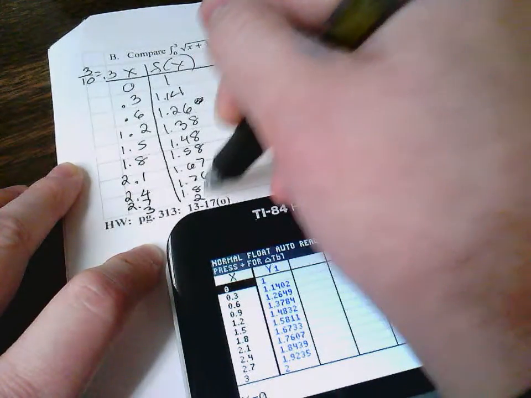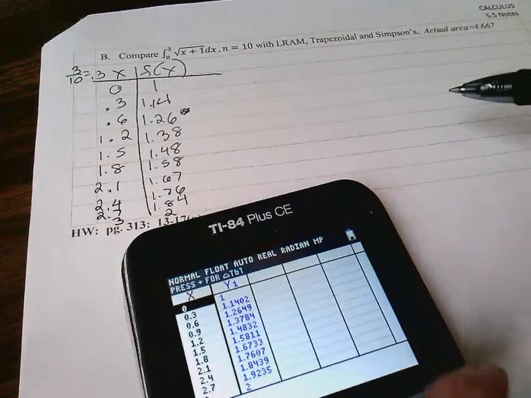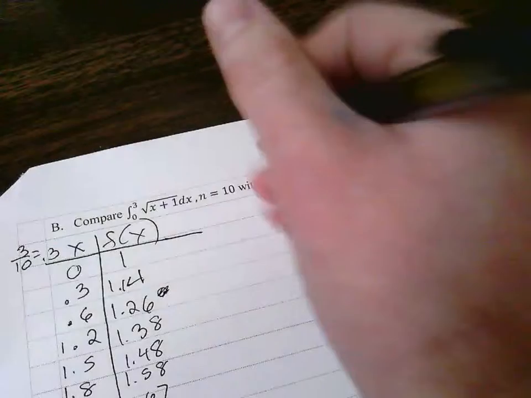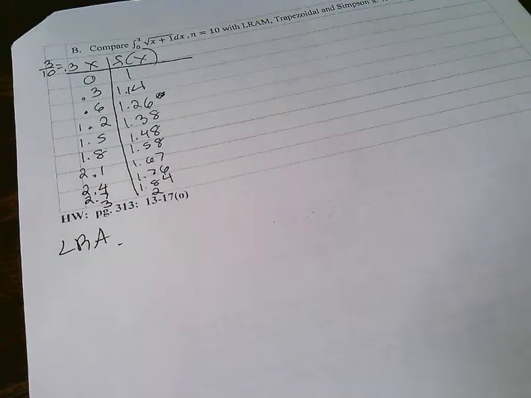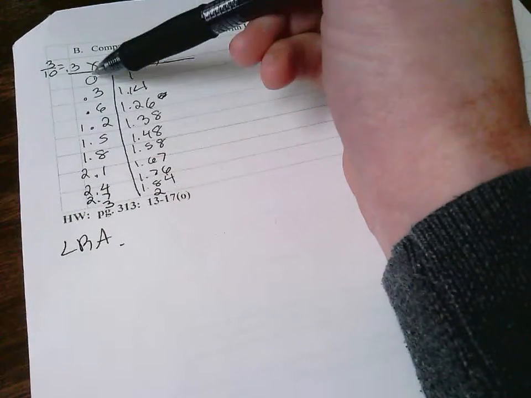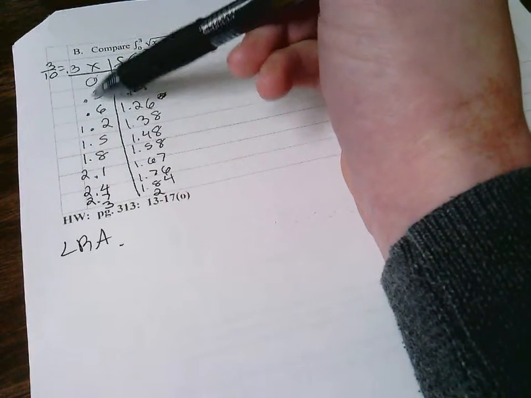Okay, so we're going to actually be comparing LRAM, trapezoidal, and Simpson. So LRAM, I'm going to do down here so we have room. LRAM is B minus A over N times the first point you're going to use, the furthest to the left x value. So you're going to include all these values except for the last one.